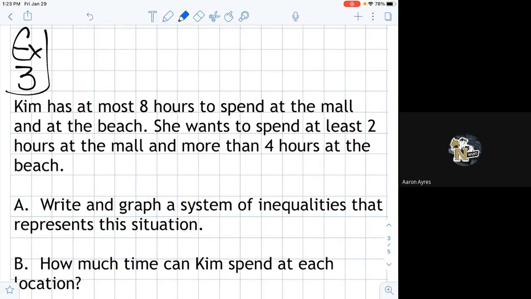Here's what I also see here, Brandon. It says in the first sentence that Kim has at most 8 hours to spend at the mall and the beach combined. Okay? So how does that get factored into things? Well, she has to, I don't know. That's okay. I stumped you for a minute, didn't I? Go ahead and see what you can do with it, and I'll come back to you in a few minutes, okay? Caitlin, can you give me the equation?